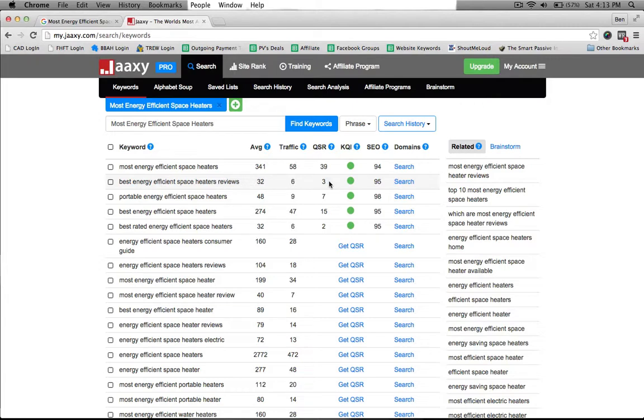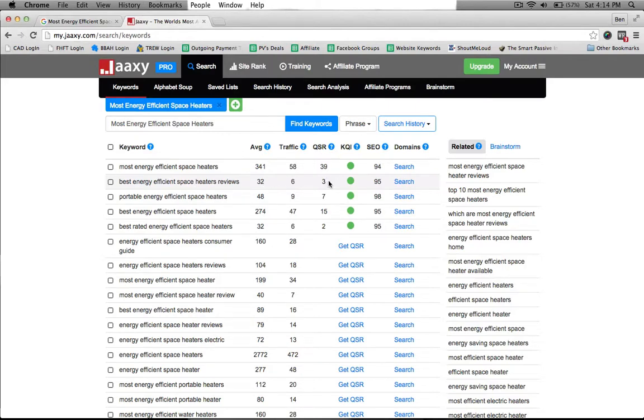Here's the thing, I don't know how this acronym QSR means the competition level, but looking at this second line here for best energy efficient space heaters reviews. I know that sounds like a long term, but looking at those numbers here, basically if you were to rank on the first page for this term, you would get 32 visitors to your website each month. So that's not bad, one a day.